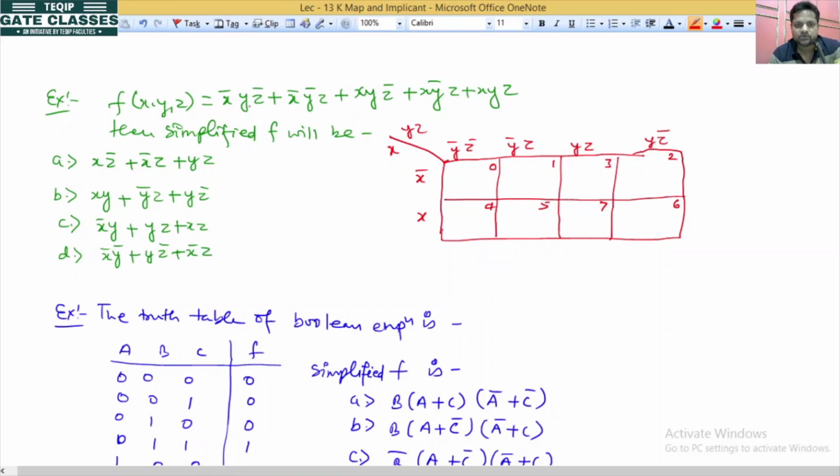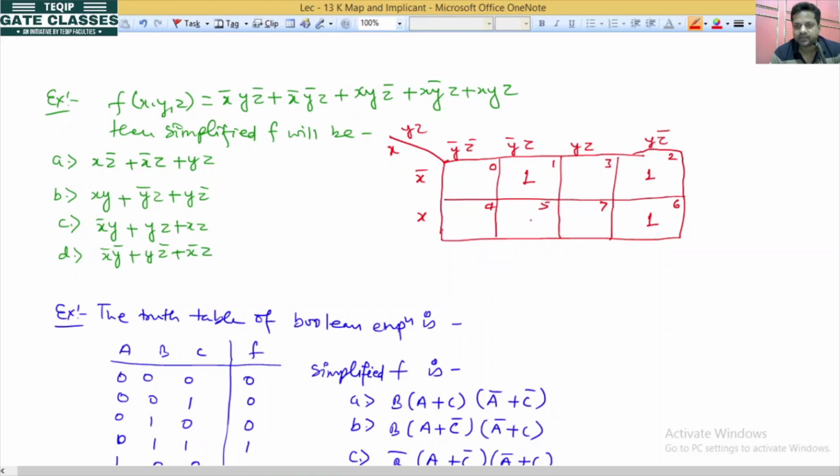So we have x bar y z bar. X bar from here, yz bar is from here, so this cell value will be x bar y z bar. It will be 1. X bar y bar z: x bar from this side, y bar z from this side. It will be 1. X y z bar: x from this side, y z bar from this side.